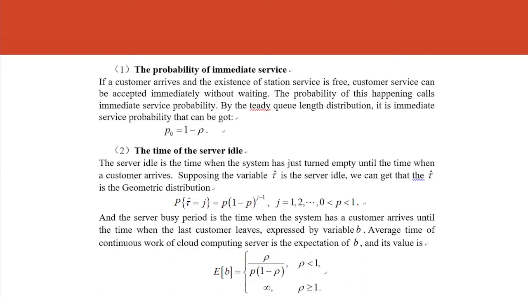The second is the time of server idle. The server idle time is the time from when the system has just turned empty until a customer arrives. We can define the variable as system idle, and we can get the distribution as follows. The server busy period is the time from when the system has a customer arrive until the last customer leaves. We can express it by a variable b. The average time of continuous work of the cloud computing service is the expectation of b, and its value is as follows.